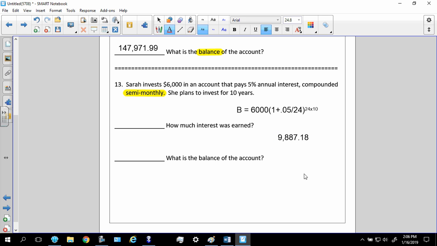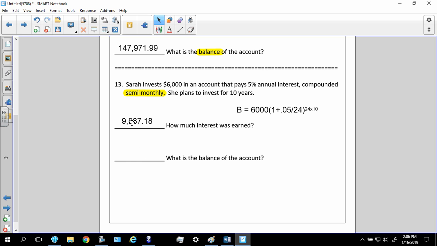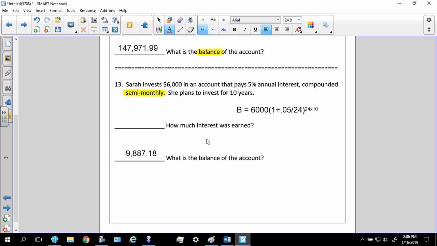$9,887.18. Again, we go back to the question: is that the balance or the interest earned? See the B right there? Balance. Now the question is how much interest was earned? Again, $9,887.18. We subtract the beginning 6,000, and we get our answer, which is $3,887.18. There we go.